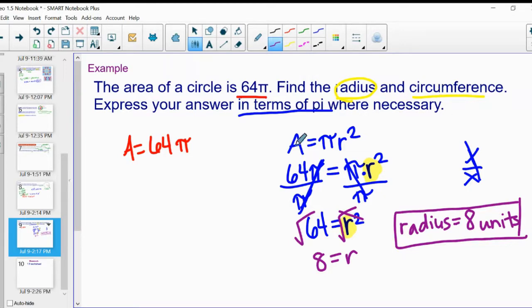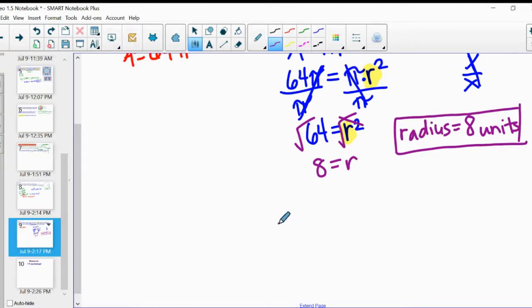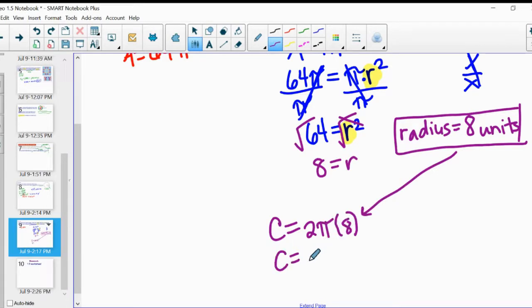Okay, so there's one answer. And then don't forget, we also have to find the circumference. So now we jump to our circumference formula, which is either pi times diameter, or notice on all these we're given the radius, which is fine. So then it's 2 times pi times the radius, which we just found as 8. Okay, the 2 times 8, 16, pi comes down, and then units, so 16 pi.